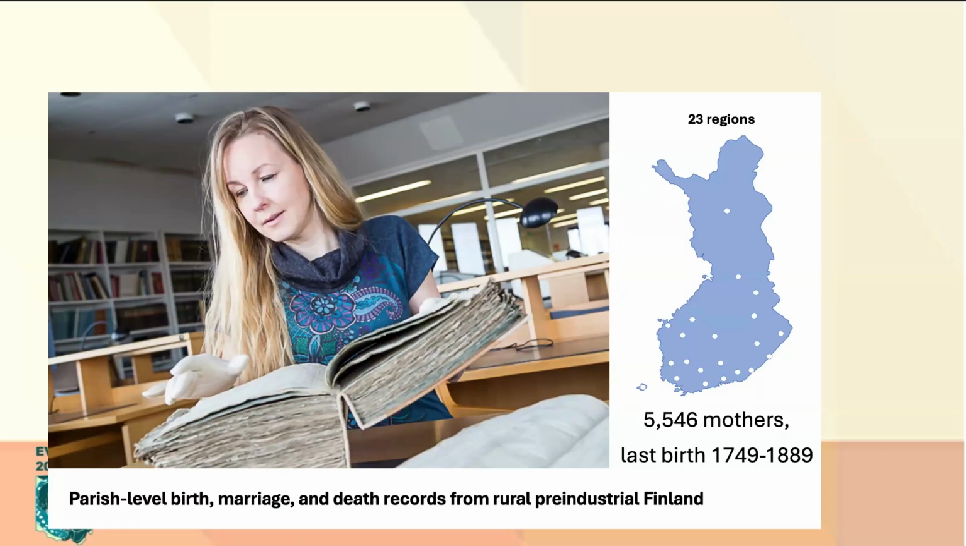In 1749, the King of Sweden, who ruled at that time, wanted to be able to tax people. So it was required by law for the Lutheran Church to record these births, marriages and deaths. And in 1890, the industrial period started in Finland.